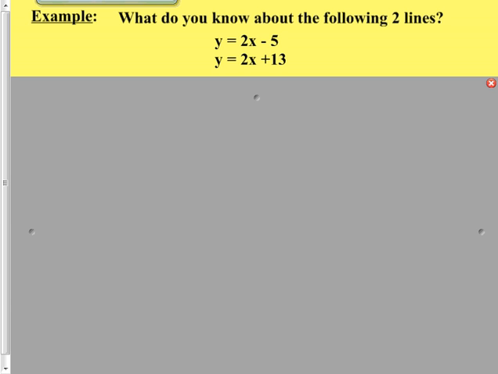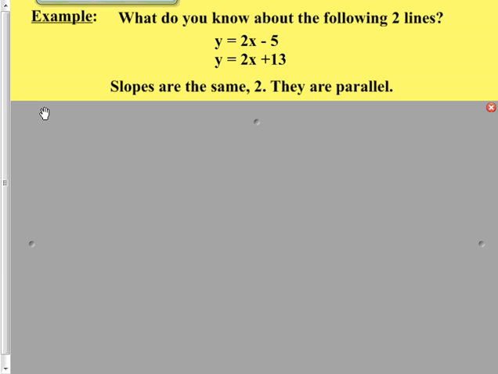We can read the slope values of both of these lines straight out of the equations because they're in slope-intercept form. So where do you look for slope in the equation of slope-intercept form? y = mx + b. Where's the slope found? It is m, the coefficient in front of x.